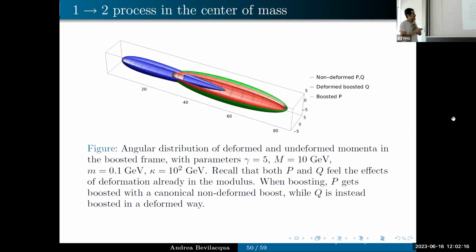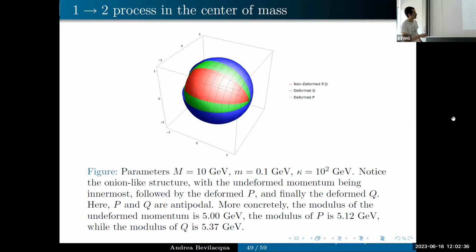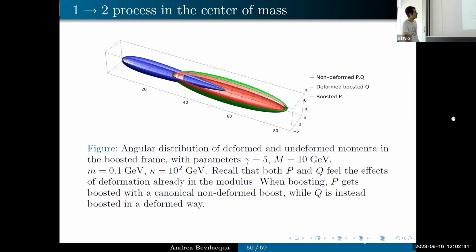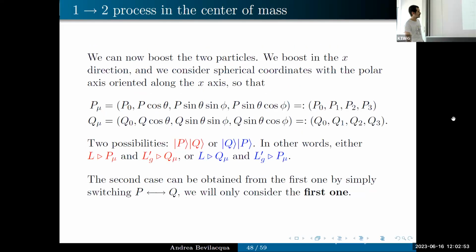The green shell is the P particle, which remember is the deformed P, so it gets a deformation in the center of mass, but boosted canonically. So if you see, it's basically the same as the undeformed boost, just a bit larger. Maybe you can see it from here. It's a bit larger because it was already a bit larger in the center of mass. Here we are just boosting, so nothing particularly strange happens here. But notice the blue part now. Now the blue part is the deformed Q, but deformed boosted. If you remember, this Q gets boosted with this L prime G.